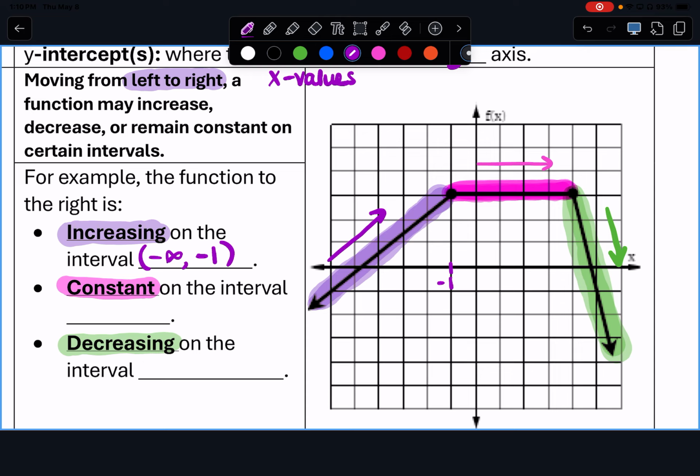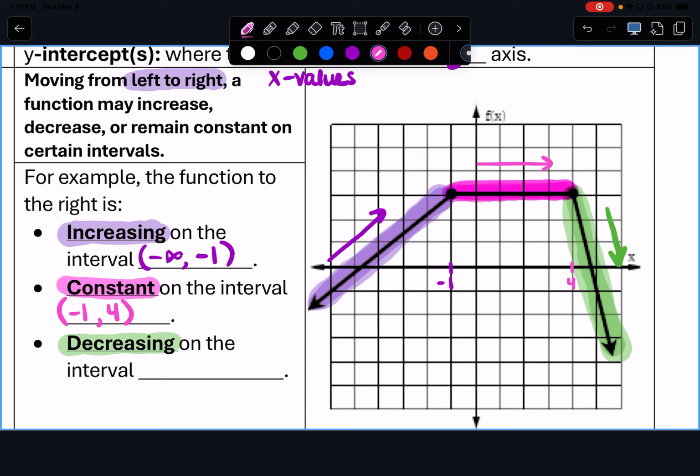Now, for constant, where does the constant section start? What x value does the constant section start? It starts at -1. And then where does that constant section go to? I think it's 4. Okay? So negative 1 to 4.